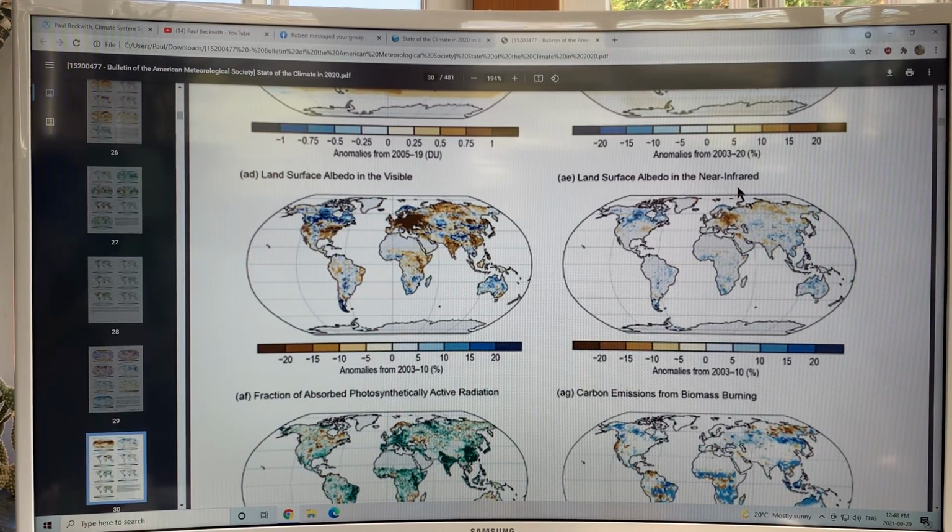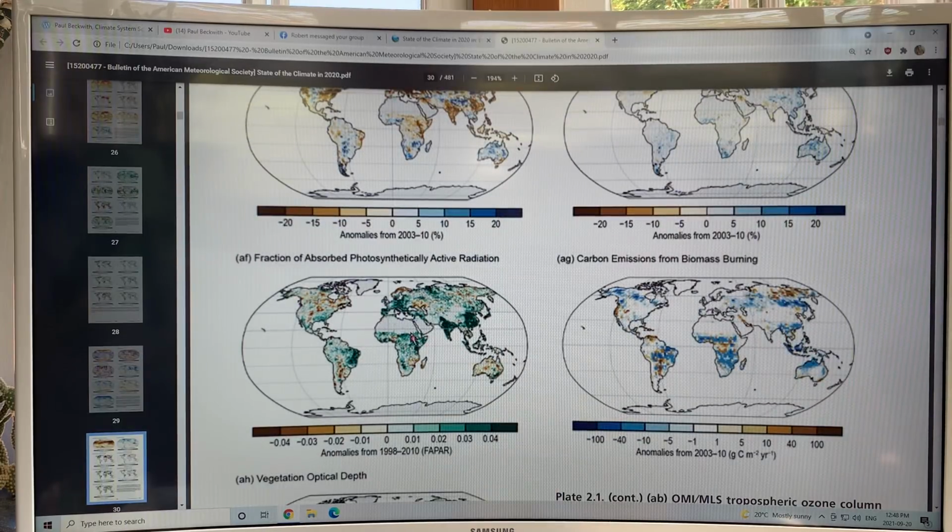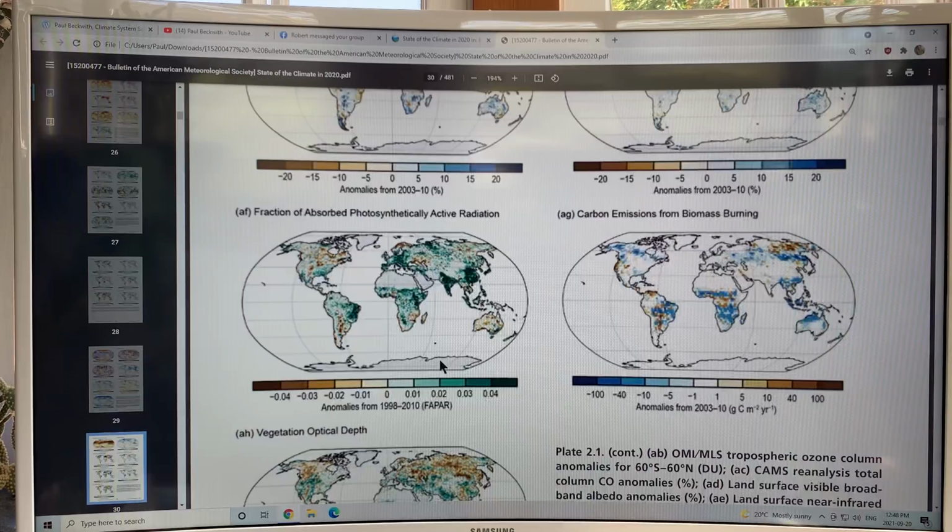Land surface albedo in the near infrared, different wavelengths. It is similar. It follows this guy. It's similar to this guy. Fraction of absorbed photosynthetically active radiation. That's that acronym FAPAR, which I talked about at the end of the last video. And you can see that it's increased in some regions, especially in India. So regions, I guess, that have decent.